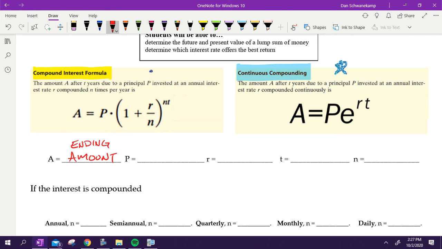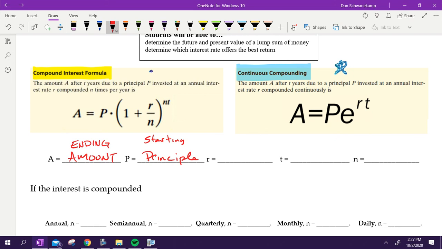P is going to stand for principal. Anybody know what principal means? My initial. That's my starting amount. Okay, so for Chris, that was his $1 million he put in. He had $1 million principal. He made back $2,000 in the end.